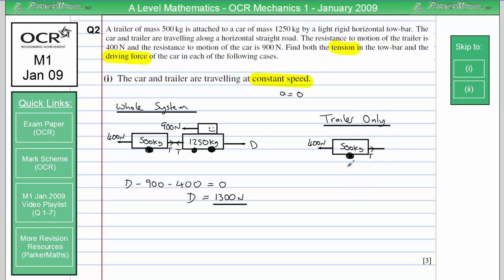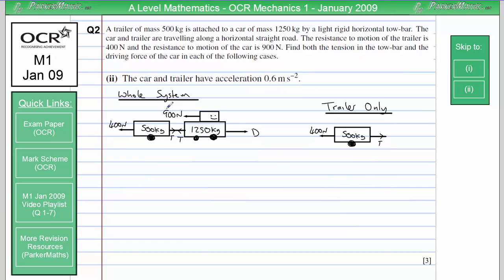I have this force diagram. I have a resistive force of 400 newtons. I have my tension pulling the trailer forwards, and I've got my mass of 500 kilograms. There are no other forces acting on the trailer. Because the trailer has to move at the same acceleration as the whole system, acceleration is still naught. So I can say to the right is positive, we've got T minus the 400 newtons resistive force, and it's going to equal 0 again because we've got no acceleration still. So T is going to be 400 newtons. So the driving force was 1,300 newtons, the tension was 400 newtons.